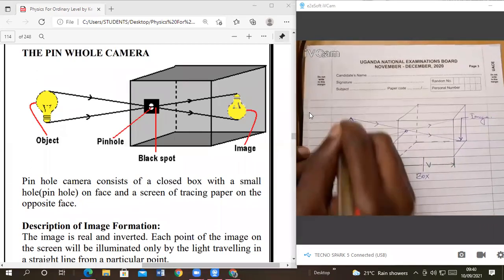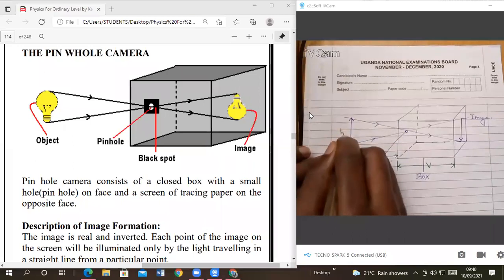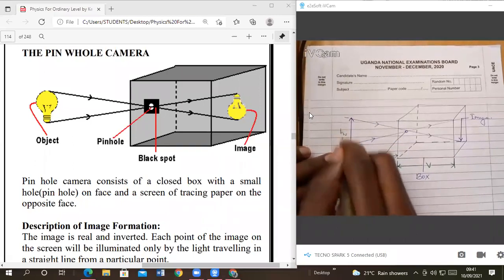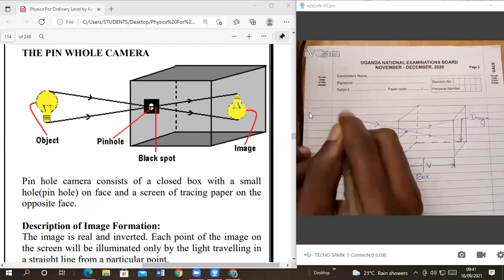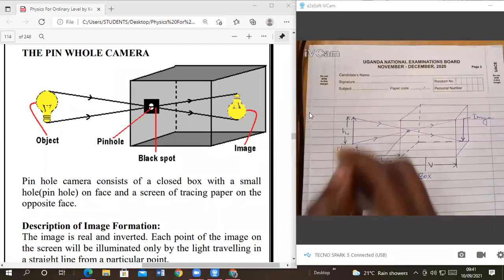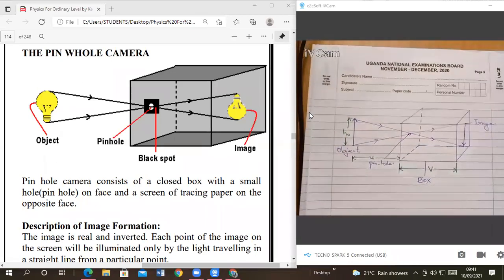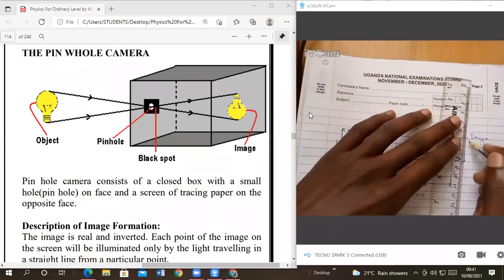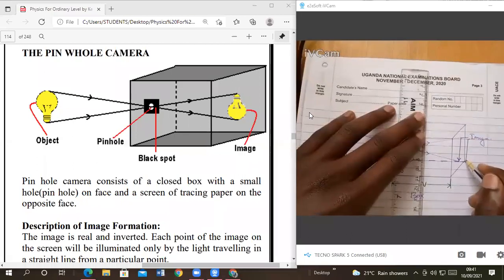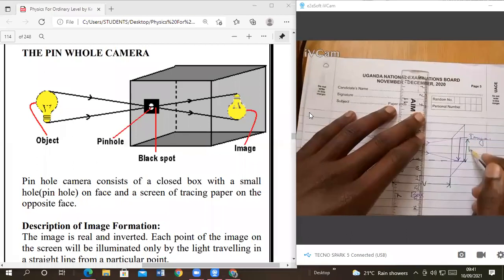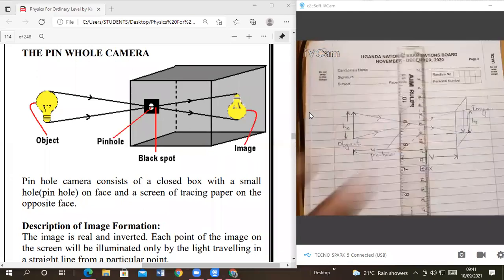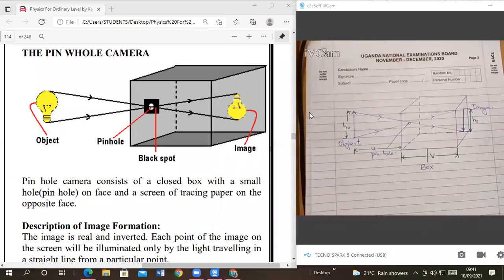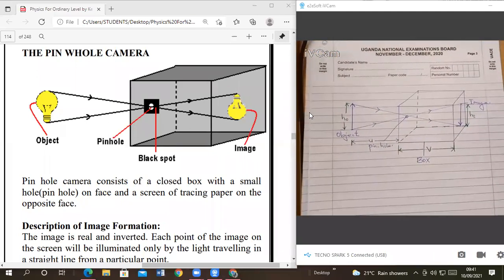Then the height, the length, this is what we call the object height. That's the object height. We use H0. Then this one is what we call the image height. Members, I hope you're able to see my work clearly there. Yes. Good.